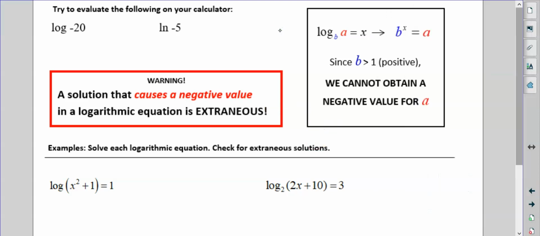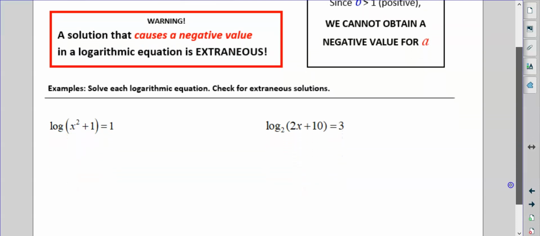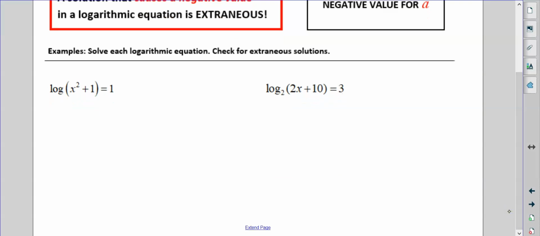Okay? A solution that causes a negative value in a logarithm is extraneous. You cannot have that. Okay? Because when you have this, b to the x equals a, squish and flick, b must be greater than 1. Okay? We cannot obtain a negative value for a. So always check for extraneous solutions.